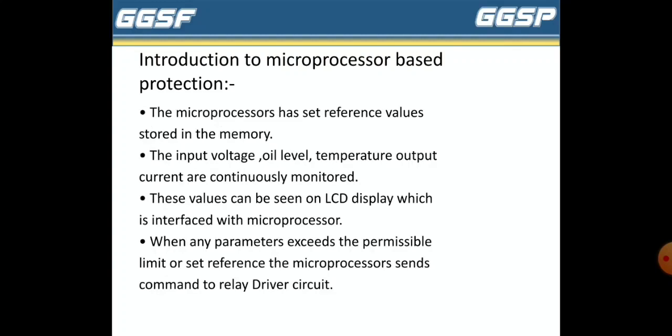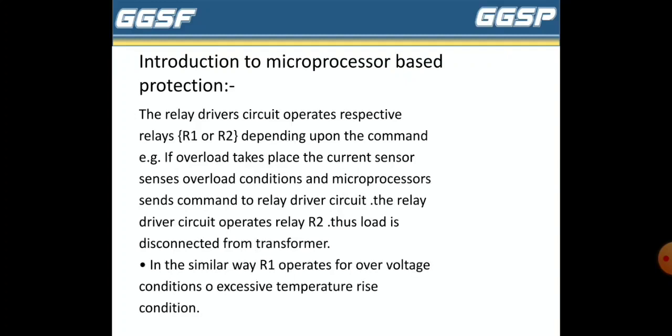The microprocessor has set reference values stored in the memory. The input voltage, oil level, temperature, and output current are continuously monitored. These values can be seen on LCD display which is interfaced with microprocessor. When any parameter exceeds the permissible limit or the set reference, the microprocessor sends command to the relay driver circuit. The relay driver circuit operates respective relays R1 or R2 depending upon the command.